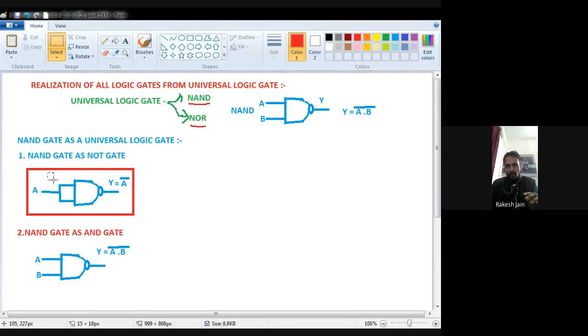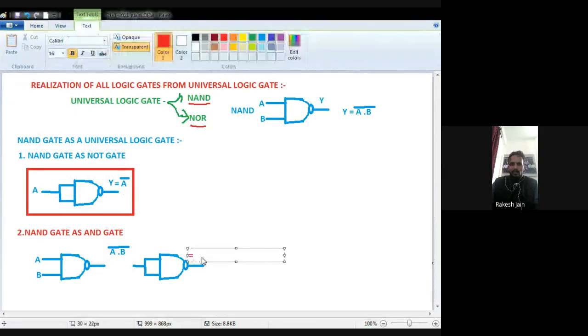Just above we saw that if in a NAND gate both the inputs are connected with each other, it acts as a NOT gate. Now I take another NAND gate. Now I connect both the inputs of that second NAND gate. Now what is the output of this NAND gate, the final output? Because this is not the final output, I cannot represent it by Y, I represent it as Y dash.